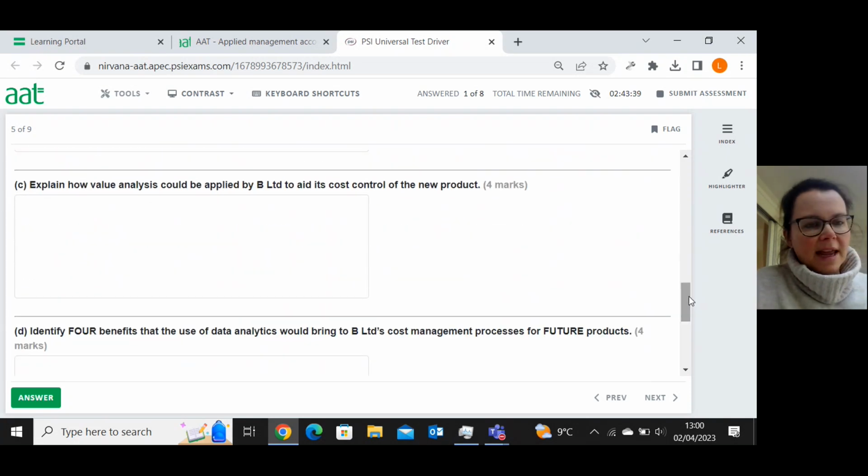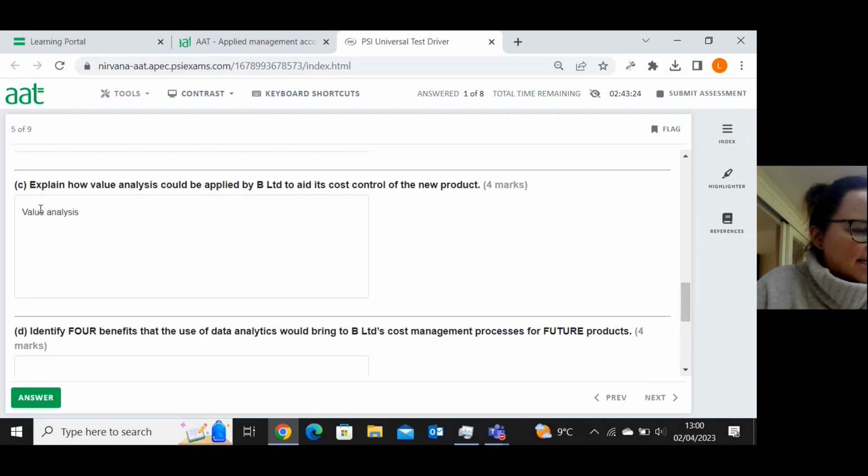Then it goes on, part C, explain how value analysis could be applied to aid its cost control of the new product. Right, so we have to know what value analysis is. So value analysis is about analysing the costs incurred in making a product, including materials, labour, and overheads.